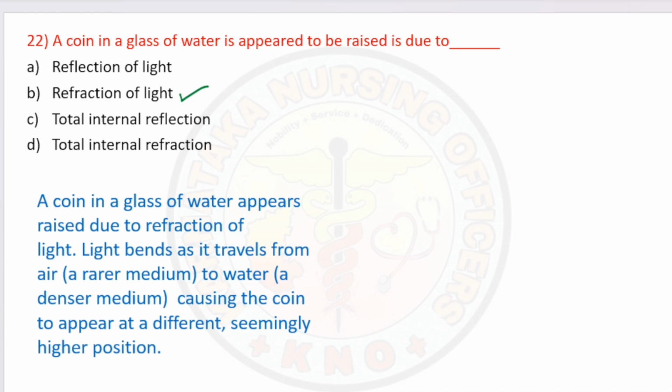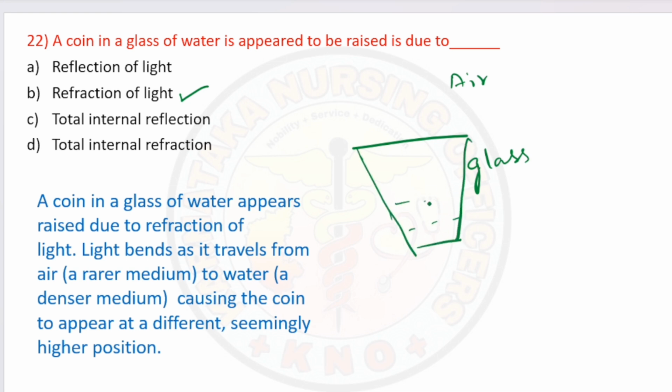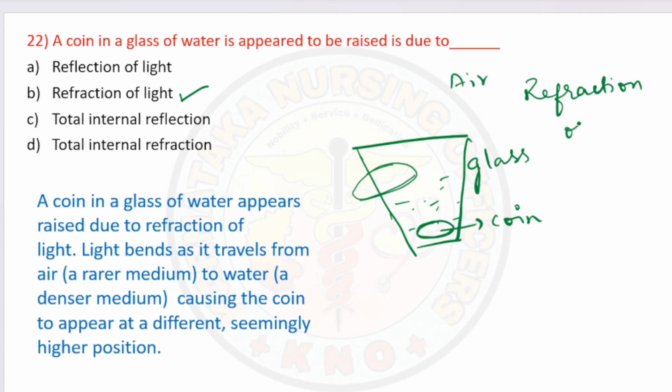What do you mean by refraction? So, if you consider two media, that is air and glass. Here is a glass of water, and here I have placed a coin. If you look into this glass of water, this coin appears to be raised, somewhere like this. So this is due to refraction of light.